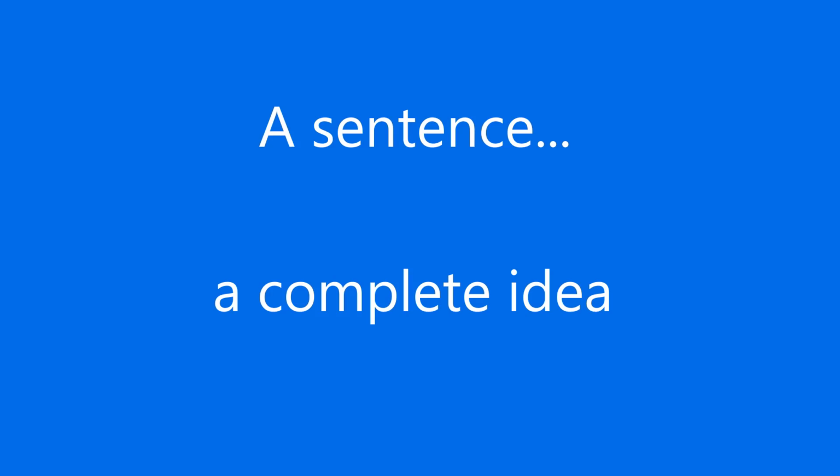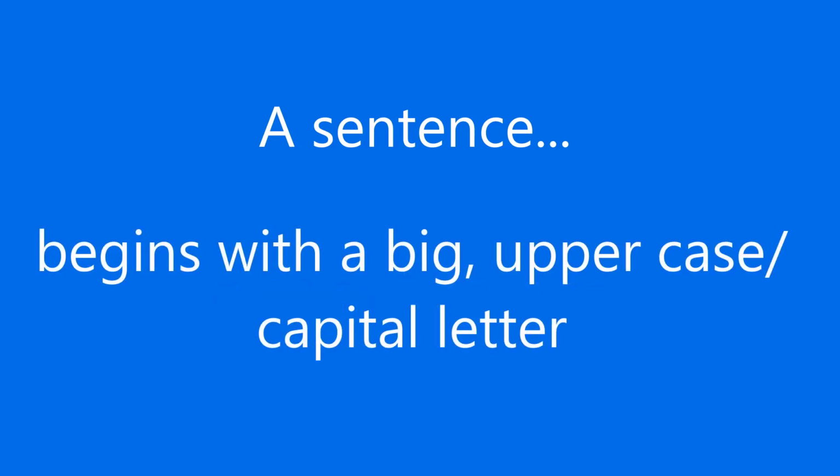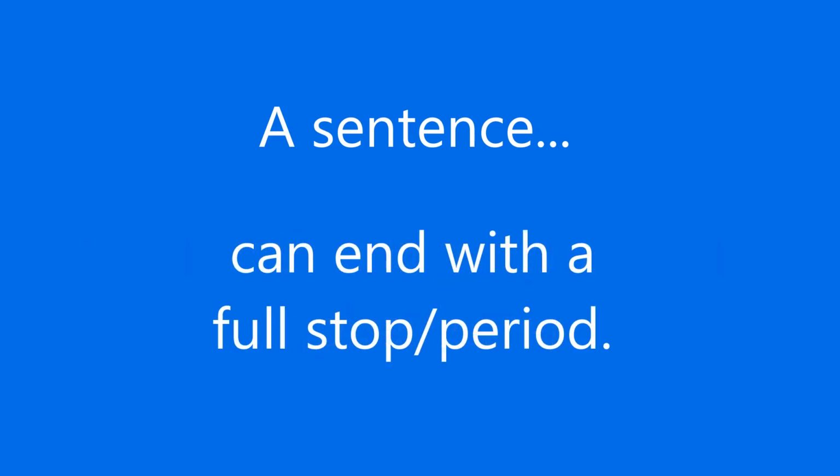Let's look at some more things about a sentence. We know that a sentence is a complete idea. It always begins with a big uppercase letter, which can also be called a capital letter. And we have covered that a sentence can end with a full stop, which can also be called a period. We're going to add two other marks that can be at the end of a sentence. Just like a full stop, these marks tell us something about the sentence.